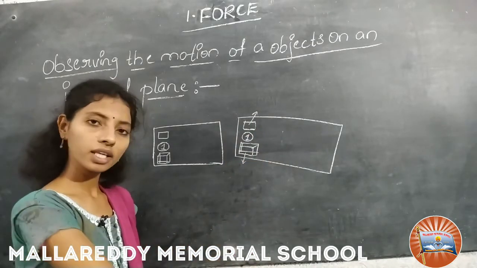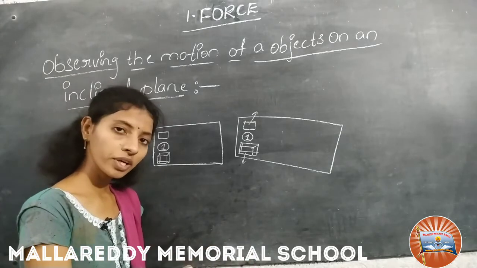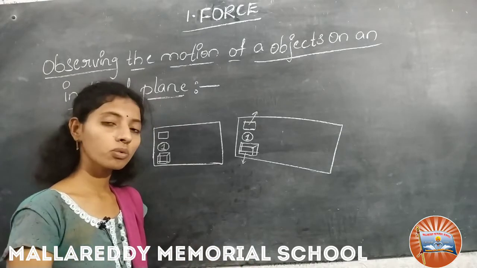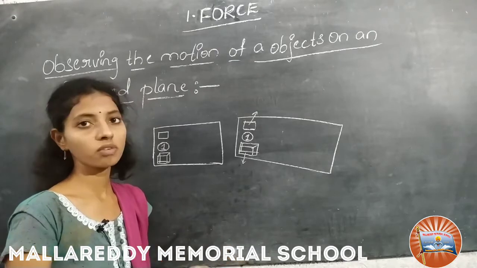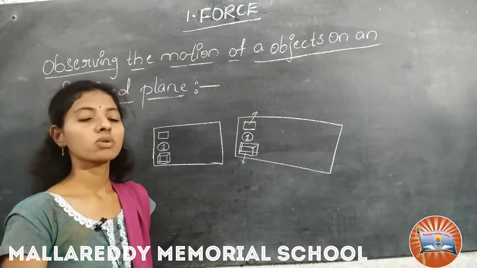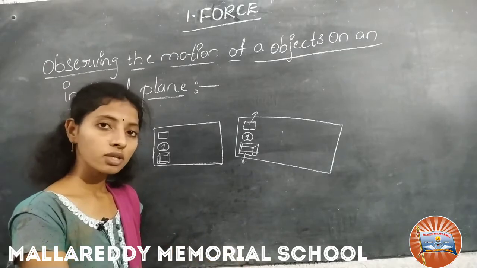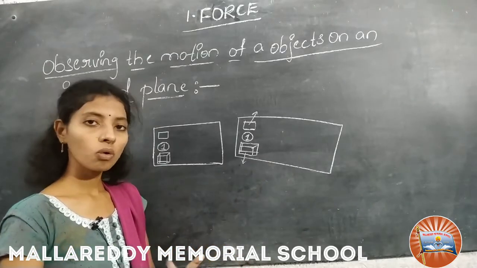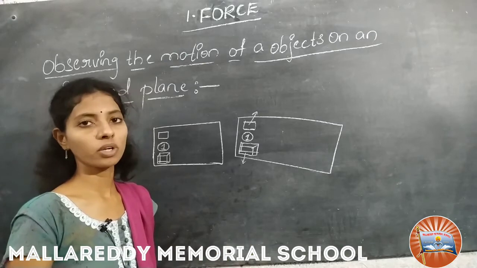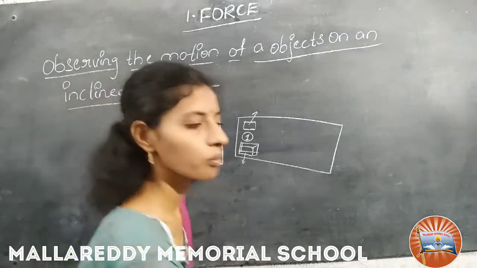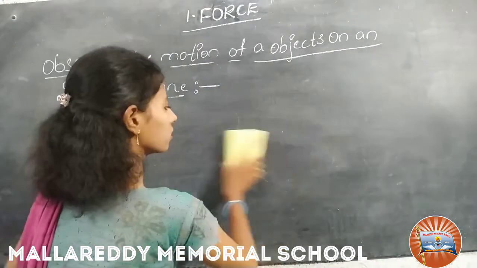Right? In any object, if it is experiencing resistance to the motion, it means a frictional force is applied. So frictional force is nothing but resistance to the movement of a body over the surface of another body. So here I am writing the definition.